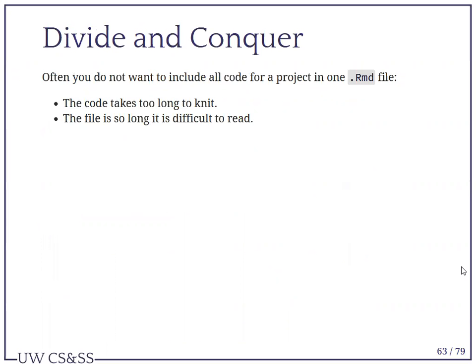I recommend a divide and conquer strategy. Often you do not want to include all your code for one project in one markdown file. I was very guilty of this when I first started R, and now I see the light. Often this will make the code take too long to knit, and you'll get to the end of a project and you'll say, it takes me 15 minutes every time I want to knit, and I only want to change the header on the first part.